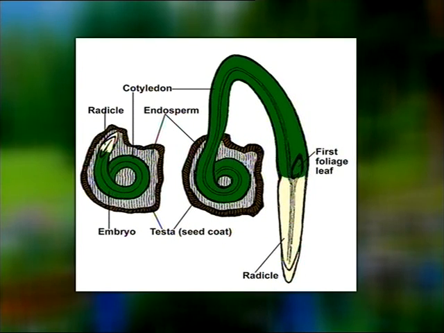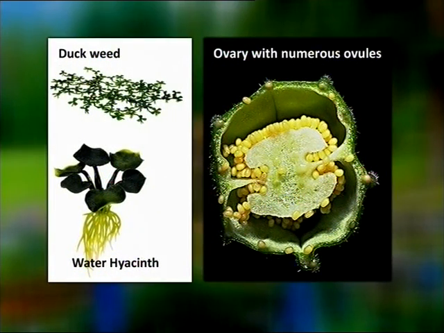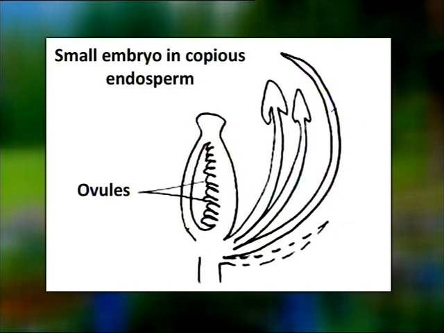Series first, Curvembryeae. Embryo curved, round the endosperm, ovule usually 1. Curvembryeae is represented by 7 families. Series second, Multiovulate Aquatici. Aquatic plants with numerous ovules. It is represented by a single family, Podostemaceae. Series third, Multiovulate Terrestres. Terrestrial plants with numerous ovules. It is represented by 3 families. Series 4, Micrembryeae. Embryo very small and copious endosperm.